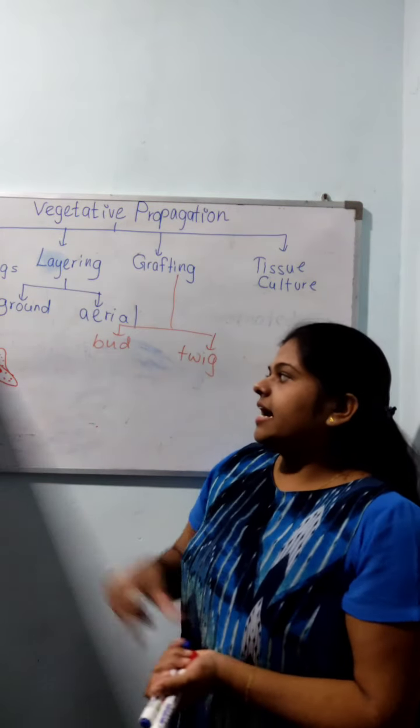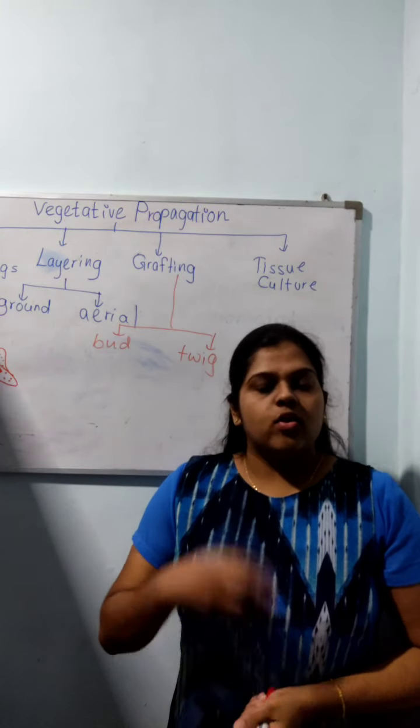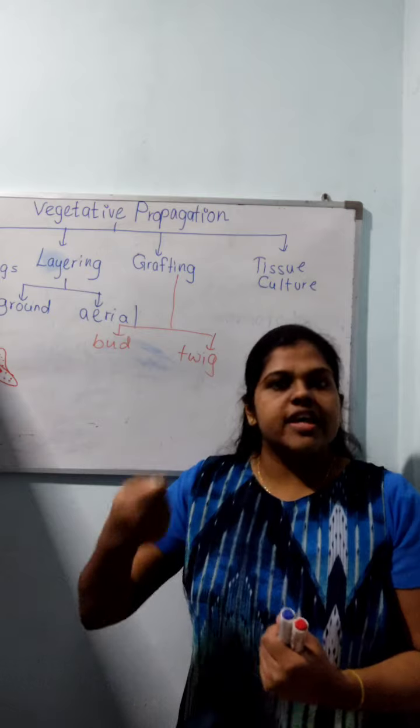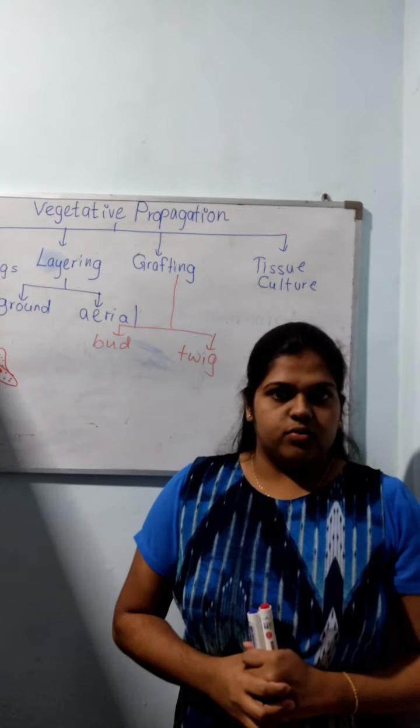To select the relevant part with the bud, you have to use a budding knife for this, and also you must have some sort of knowledge of taking that one out without damaging this bud.